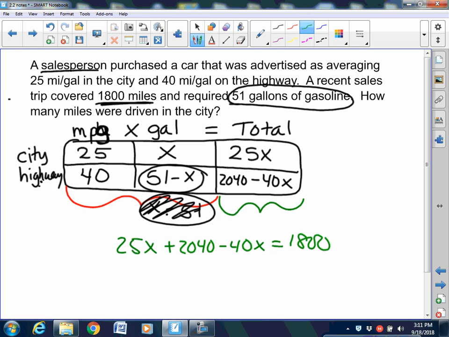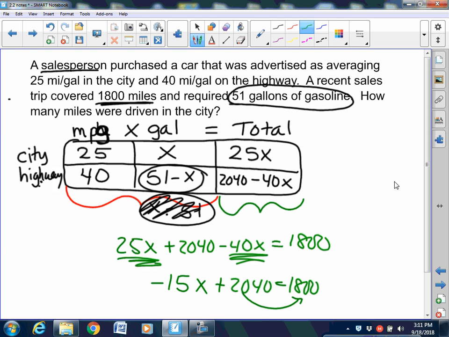And then you're working it out and you add these two together and you're going to raise your hand and say, oh my gosh, Miss Cho, I've got 25x take away 40x. I'm going to have a negative 15 something. So you have to keep working the problem out, because if this is a negative 15x plus 2040 equals 1800, when you bring that guy over to the other side, that's also going to be a negative, right? So the negatives cancel out, right?